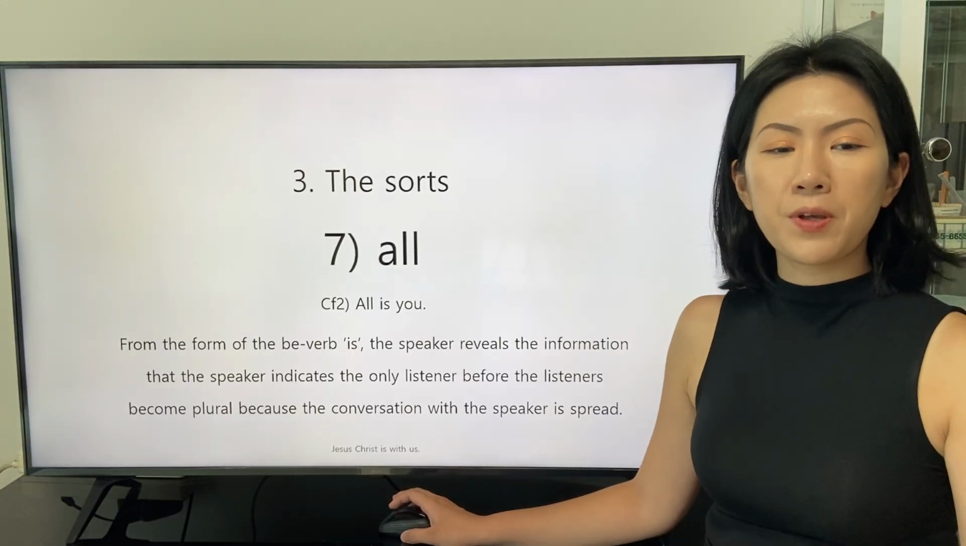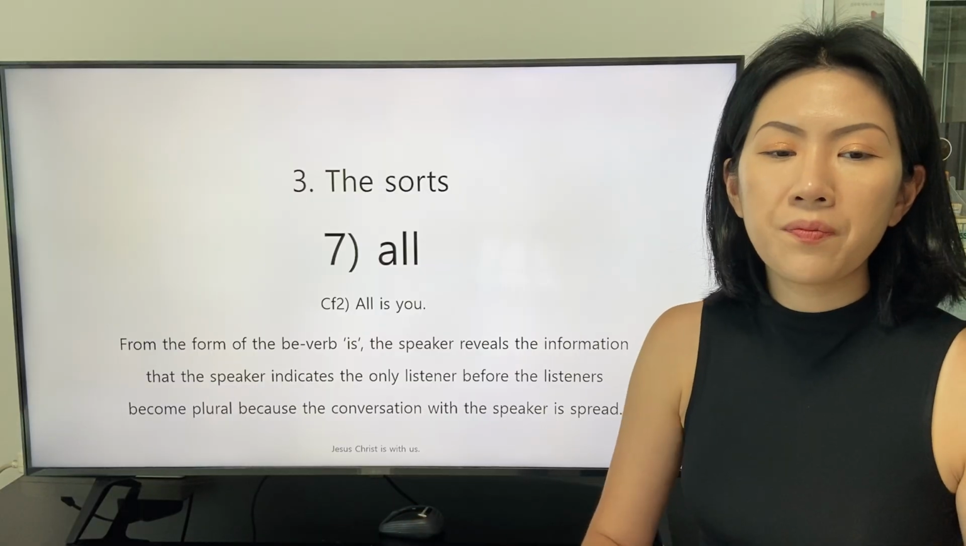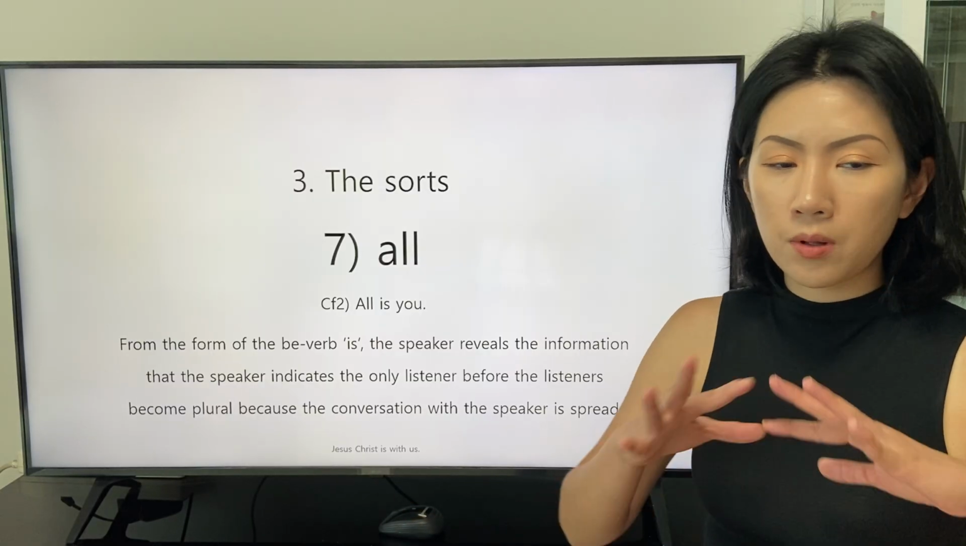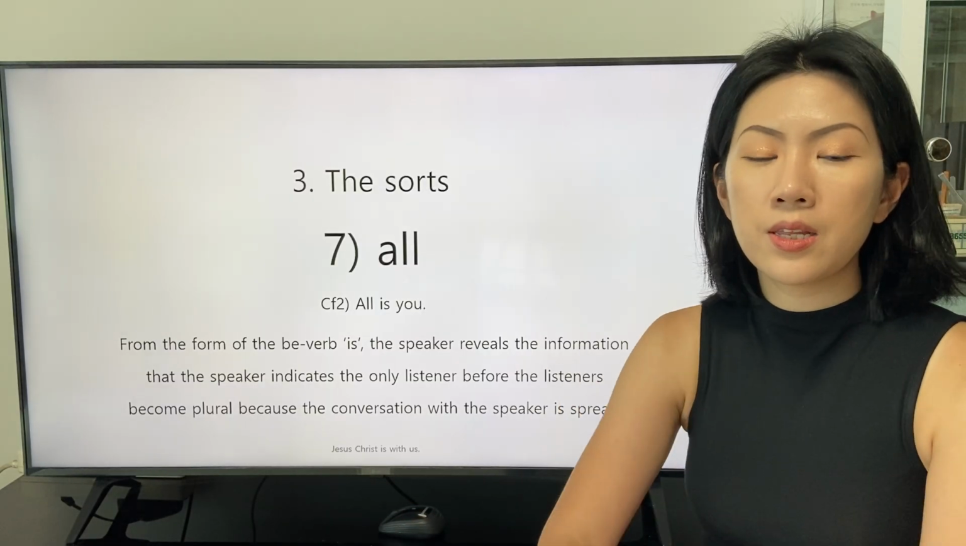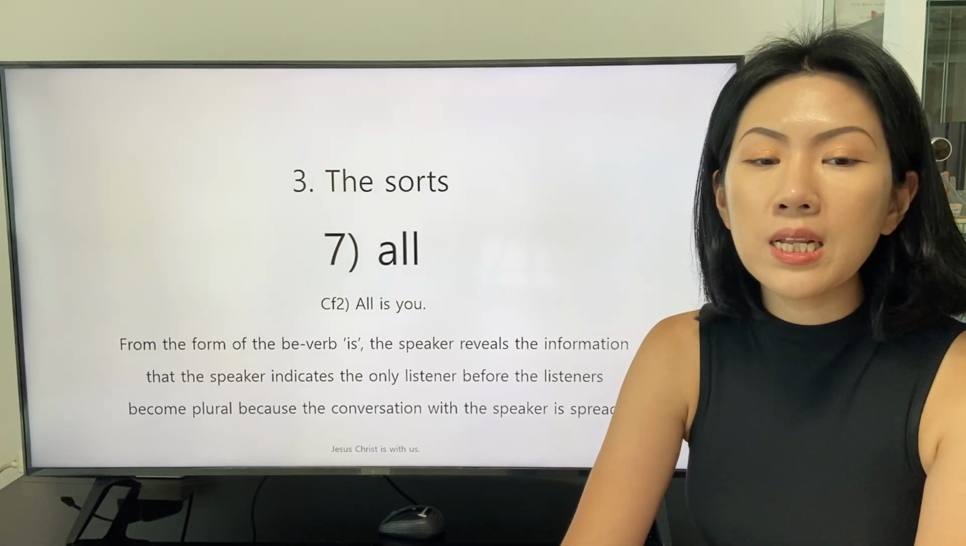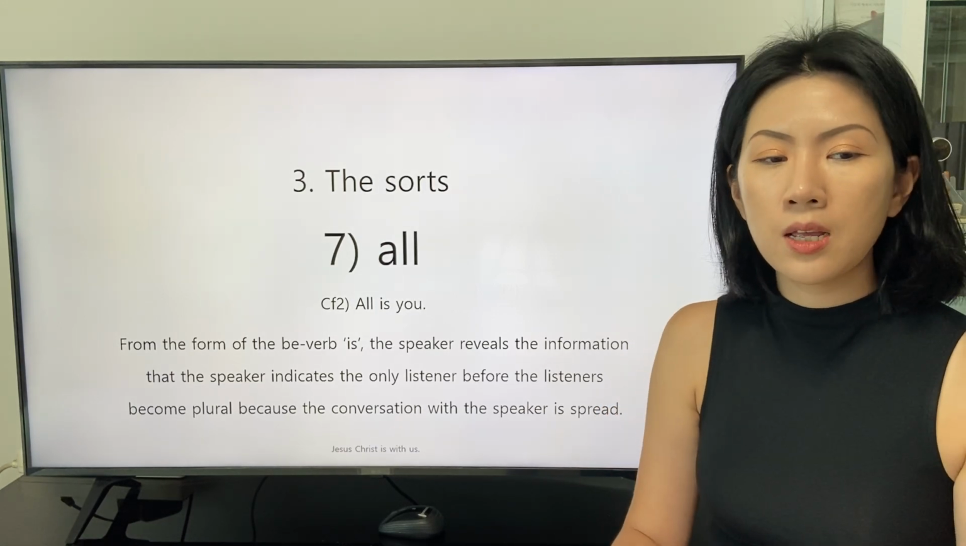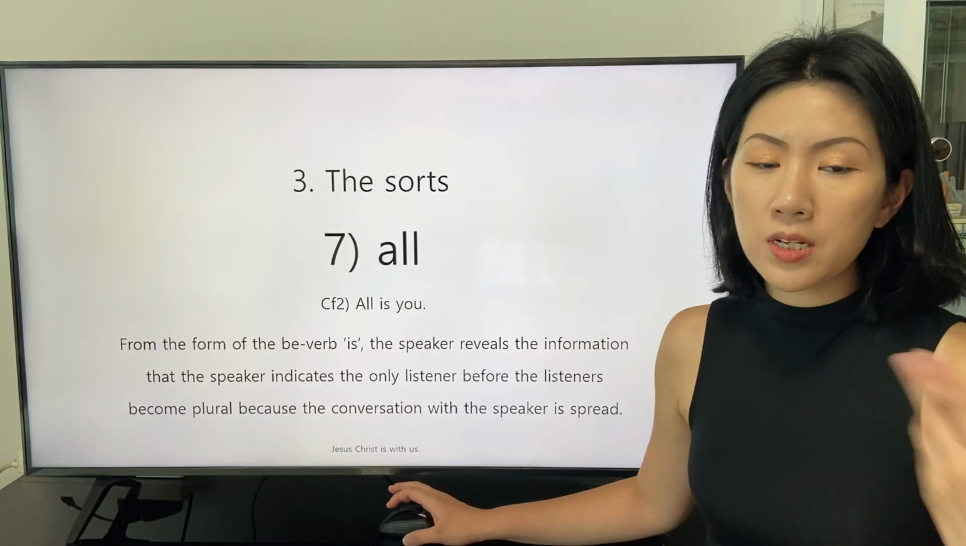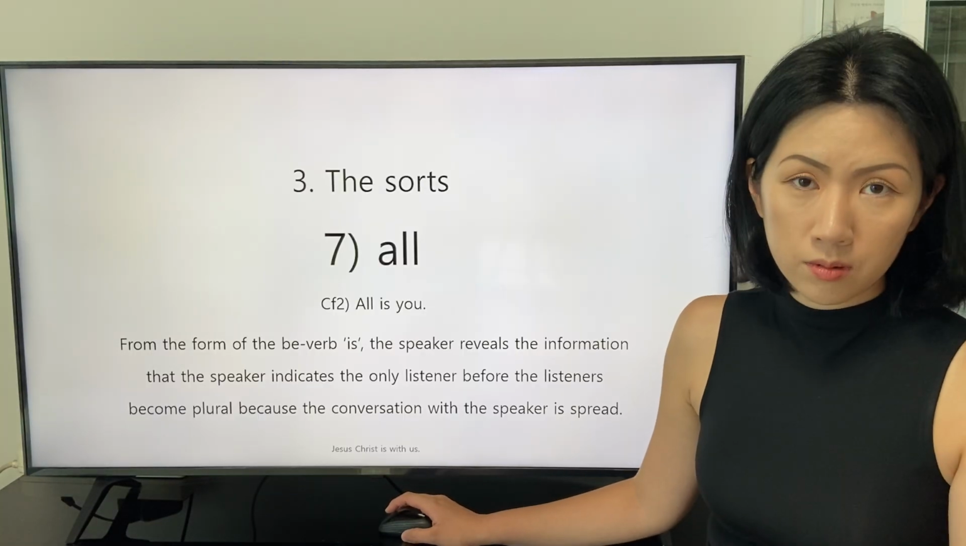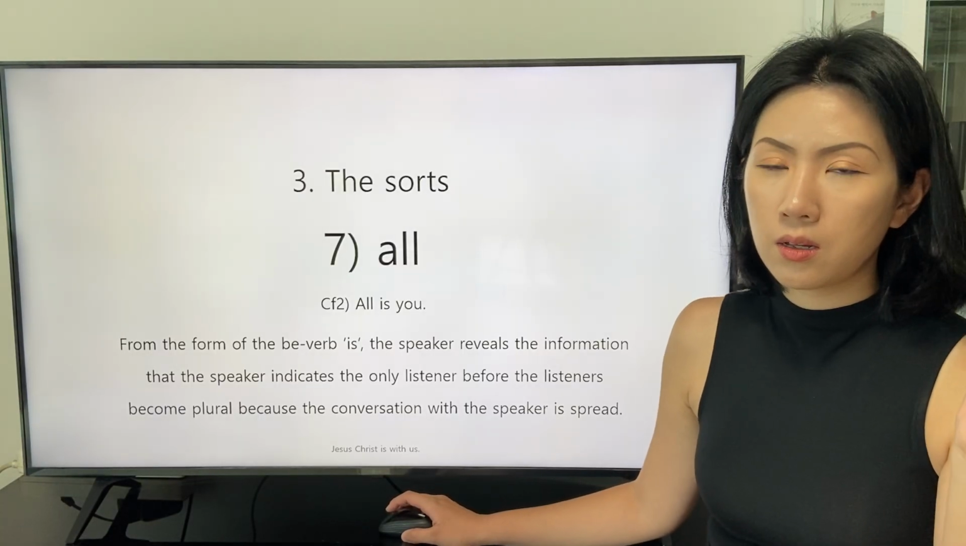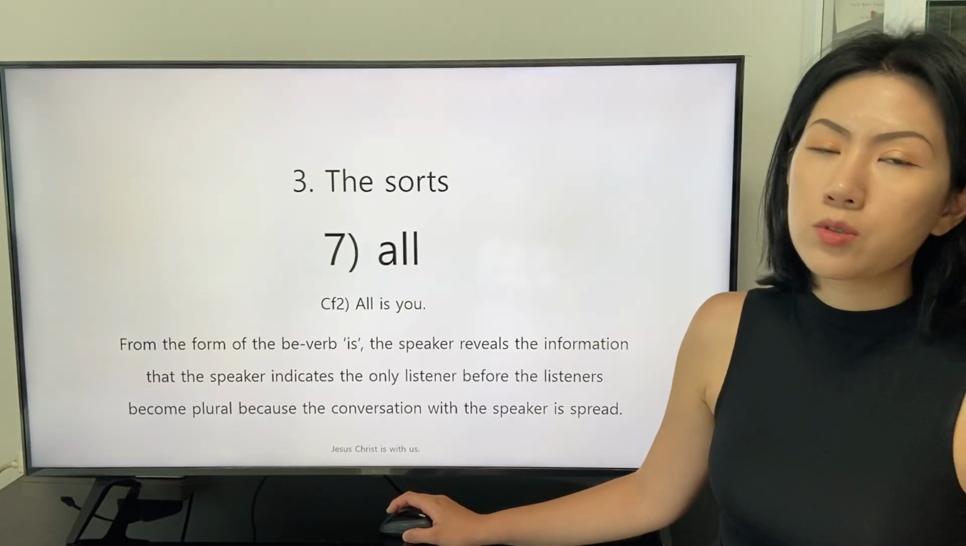From the form of the be verb is, the speaker reveals the information that the speaker indicates the only listener before the listeners become plural, because the conversation with the speaker is meant to be spread in most cases.